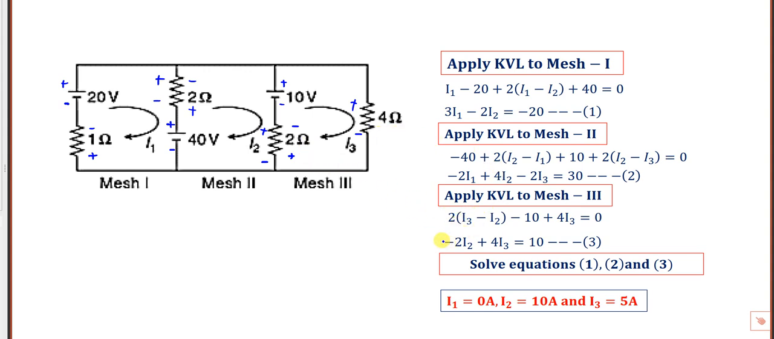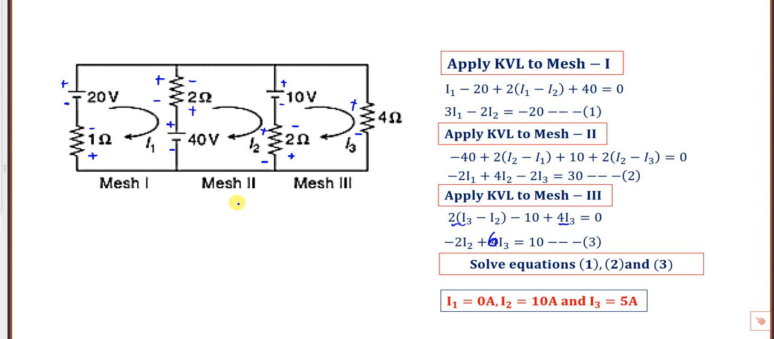After simplification, you will get minus 2I2 plus 2I3. This is 2I3. This is 4I3, no? This is 6I3, I think. 2I3 plus 4I3, no? It is 6. This should be 6I3 minus 2I2, okay, is equal to 10. Solve equation 1, 2 and 3. You are going to get the solution.